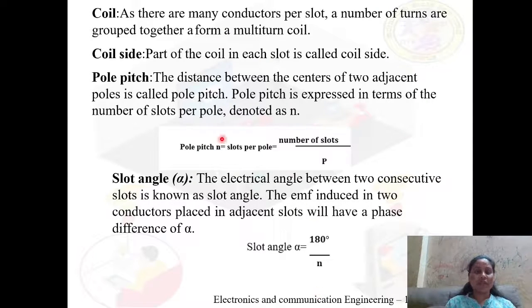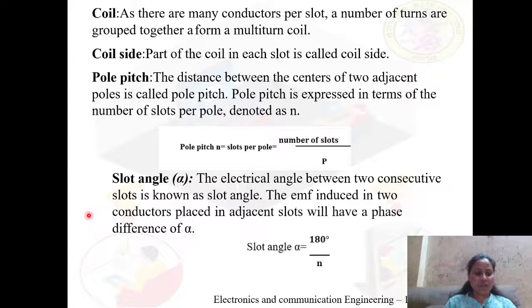Okay. So now what is meant by coil? N number of turns which are combined together, we call it a coil. So the coil could be a single turn coil or it may be a multiple turn coil. So what is meant by coil side? Each part of the coil in each slot, we call it a coil side.